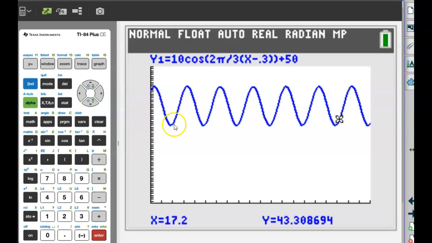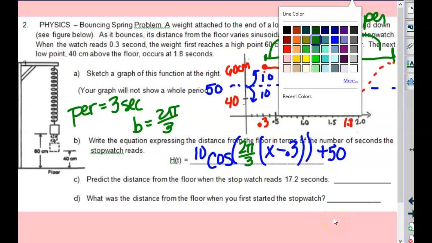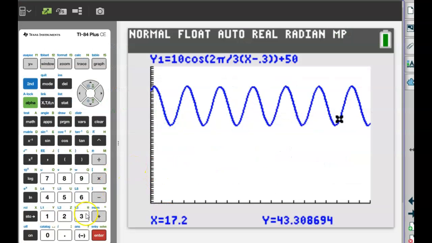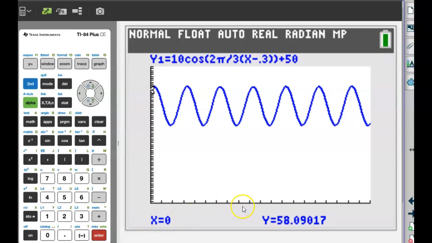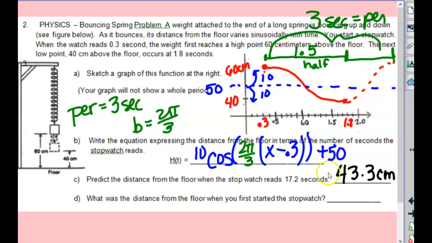Above the ground on its like 1, 2, 3, 4, 5, going on its 6th cycle or something. Okay, what was the 43.3 centimeters? Okay, and what was the distance from the floor when you first started the stopwatch? So at time 0, I have 58.1. Anybody else? Everybody good?